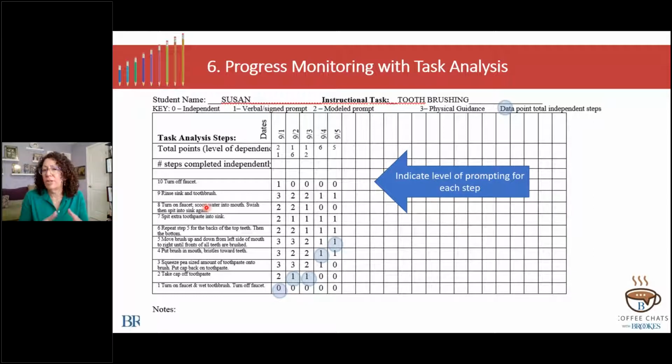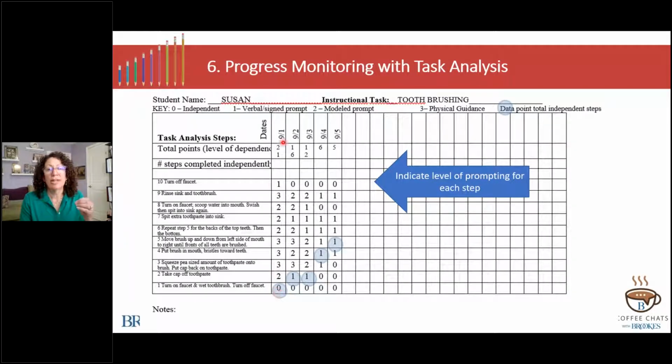And I think the real beauty of task analysis and of keeping data like this is that you can begin to see over time whether the child is making progress. Whether a child can brush their teeth or use the toilet independently or write an essay, it's not binary. It's not a yes or a no, they can do it. There are shades of gray. There's a continuum of ability. So when we indicate the level of prompting for each step, we're really getting a very nuanced view of how this child is doing.